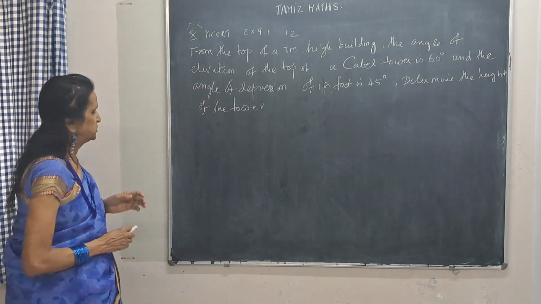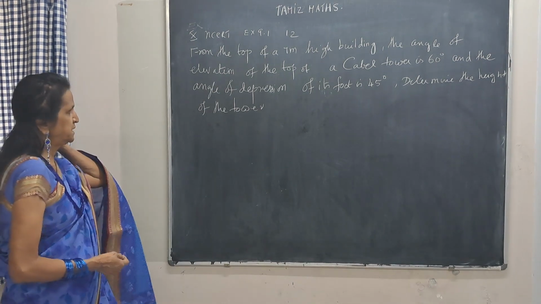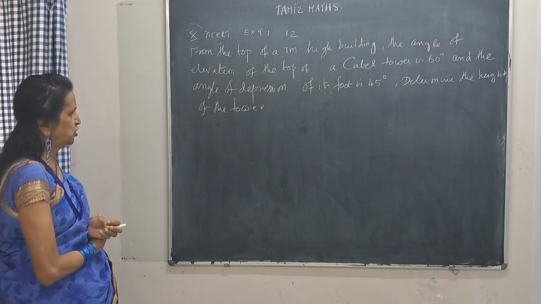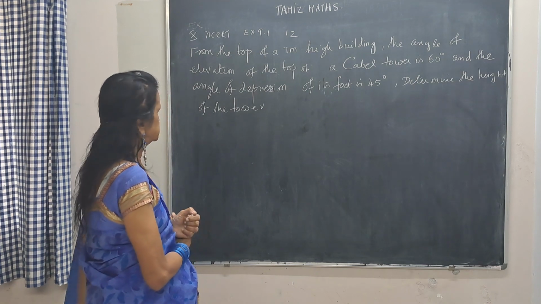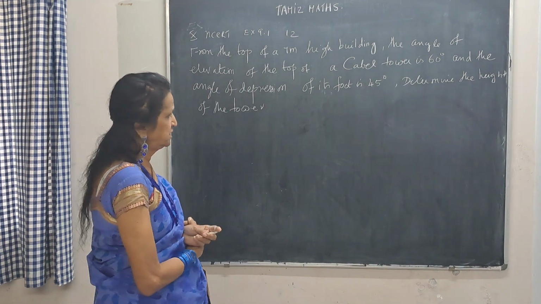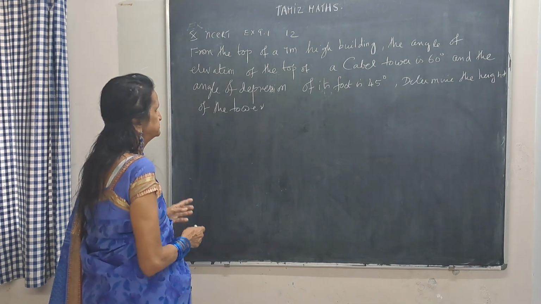Now here we come to this. From the top of a 7-meter high building, the angle of elevation of the top of a cable tower is 60 degrees, and the angle of depression of its foot is 45 degrees. Determine the height of the tower.